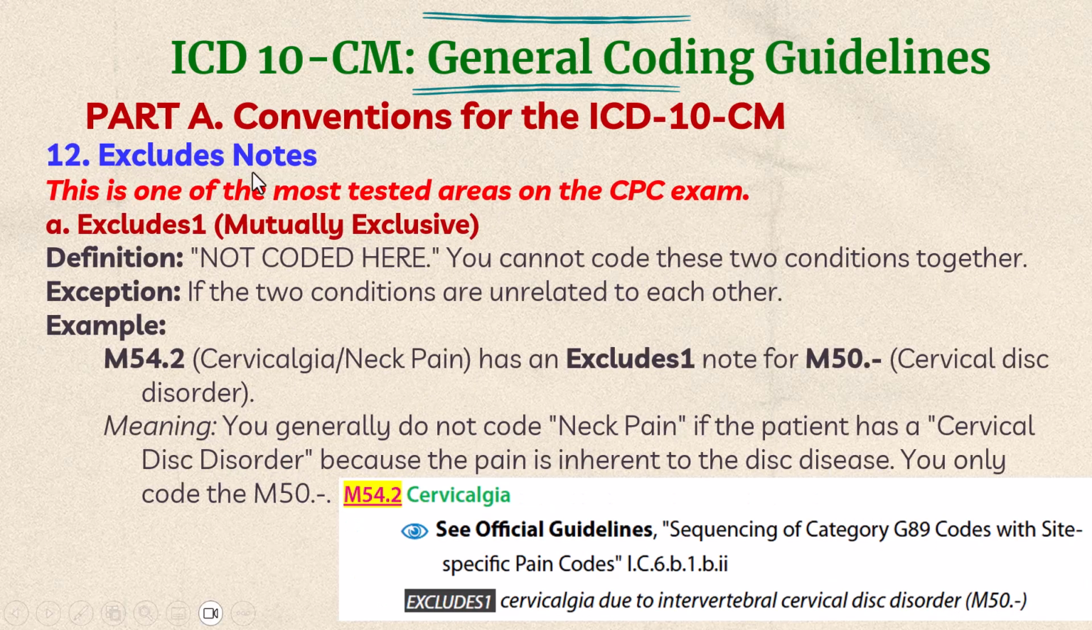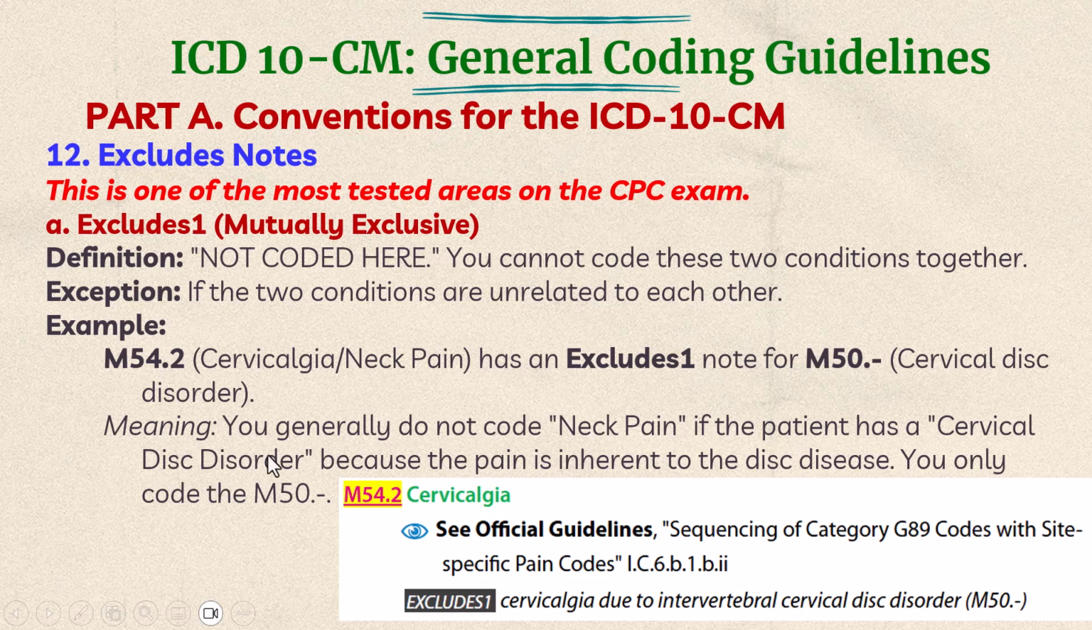Number 12, excludes notes. This is one of the most tested areas in the CPC exam. So learn carefully. It has two parts. One is Excludes1. This is mutually exclusive. So in summary, this is not coded here. You cannot code these two conditions together, but there is an exception if the two conditions are unrelated to each other. For example, M54.2 is cervicalgia or neck pain, which has an Excludes1 note for M50. You can see here the real code. M54.2 cervicalgia. Here the Excludes1 note says cervicalgia due to intervertebral cervical disc disorder, within brackets M50.-.